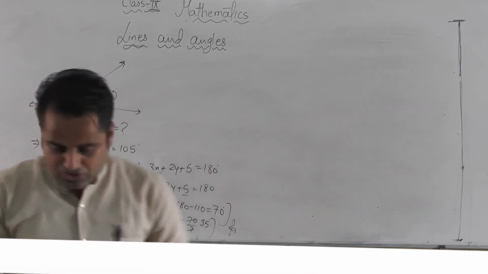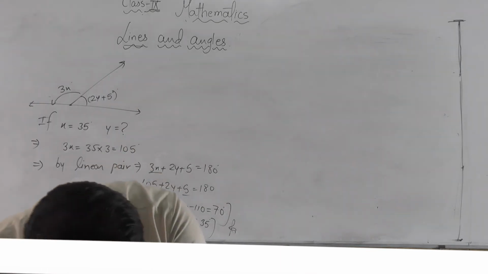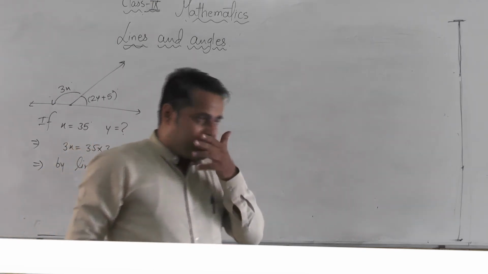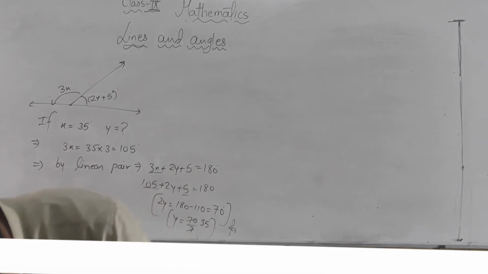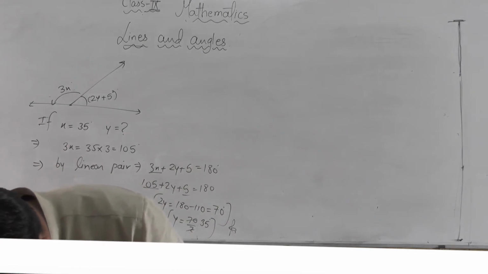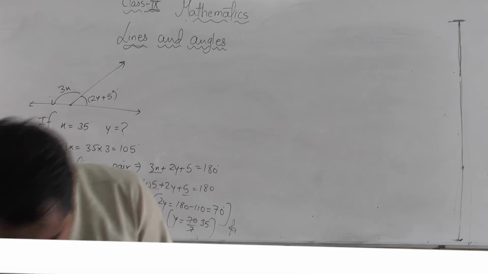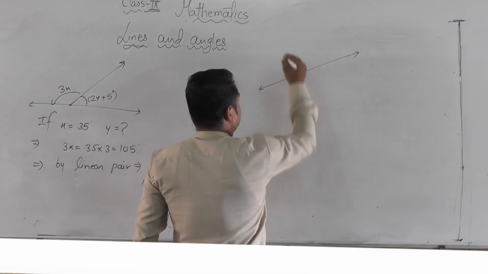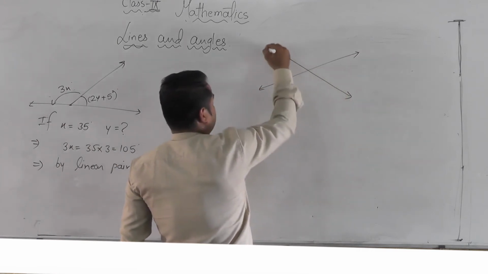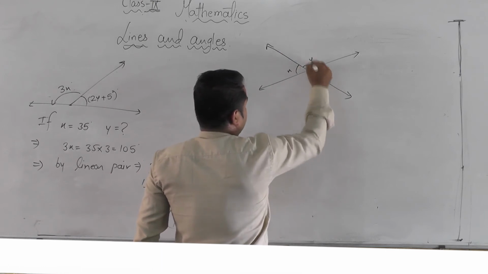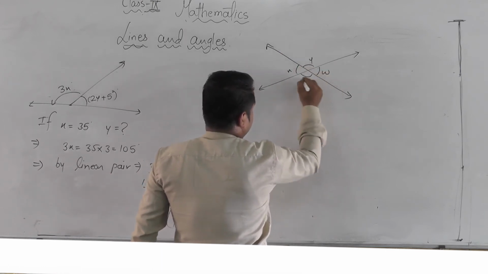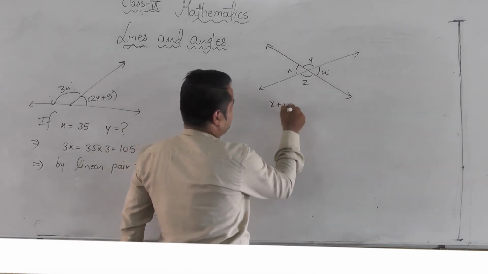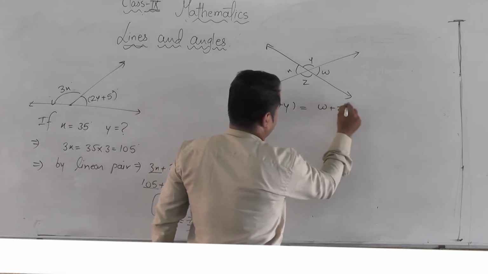Okay, this is how you can use the concept of linear pair. Now there is a question given in the exercise itself. I will tell that question also. It is given like this and like this: two intersecting lines. These are the x and y angles and these are the w and z angles. And it is asking to show that x plus y is equal to w plus z. You have to prove that.